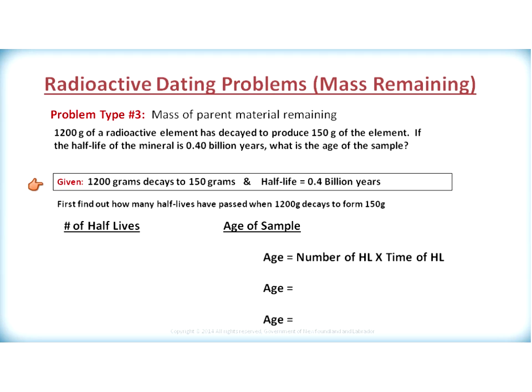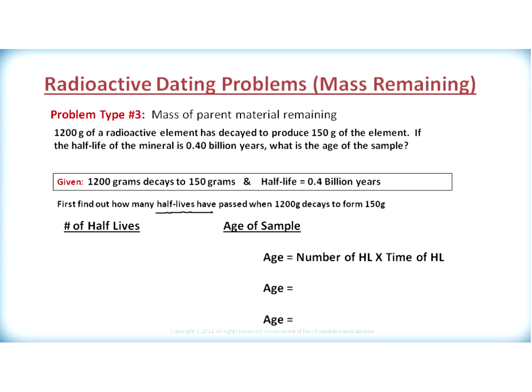So the information, once you read the problem carefully, tells us that the original mass was 1,200 grams. After so many half-lives, which we don't know as of yet, it decayed to 150 grams. We also know that the half-life is 0.40 billion years. So first we need to find out the number of half-lives that have passed. Again, figuring out the number of half-lives that have passed is the key to doing any of these radioactive problems.